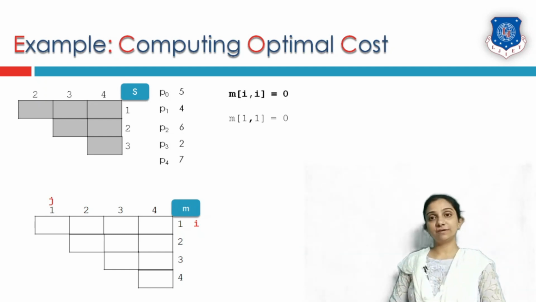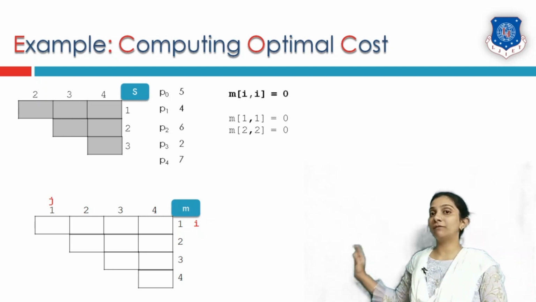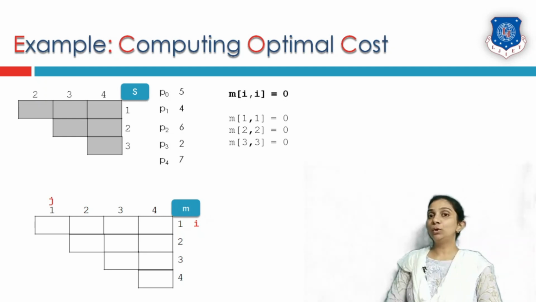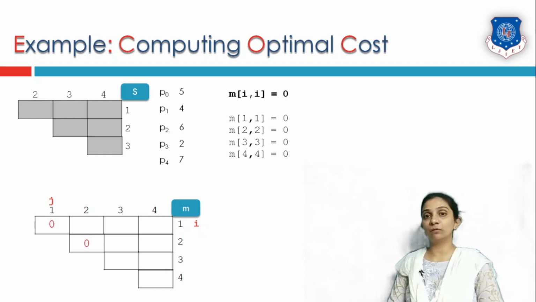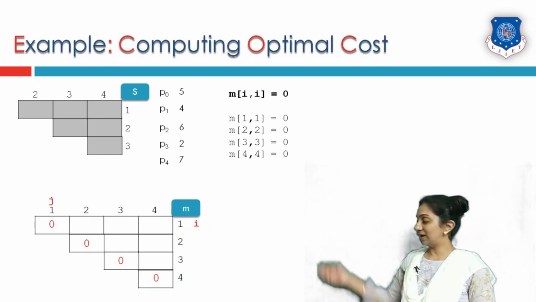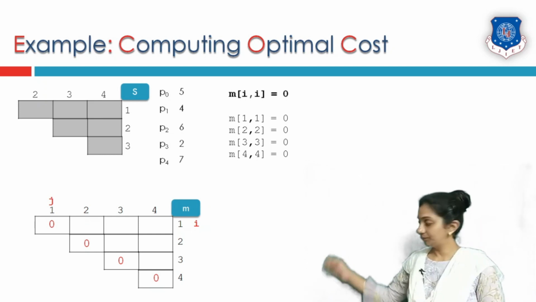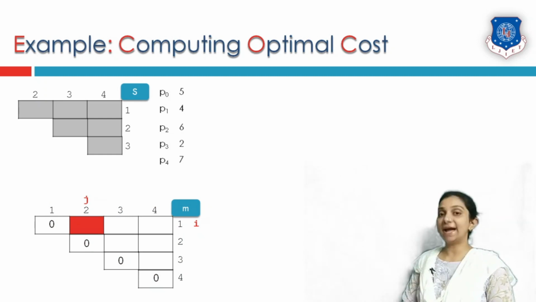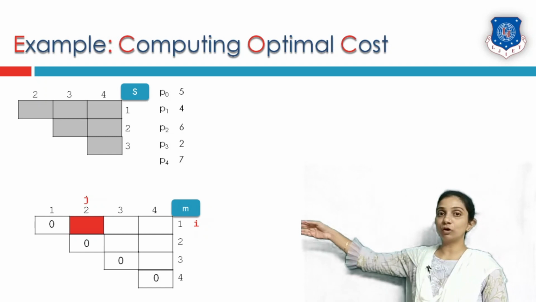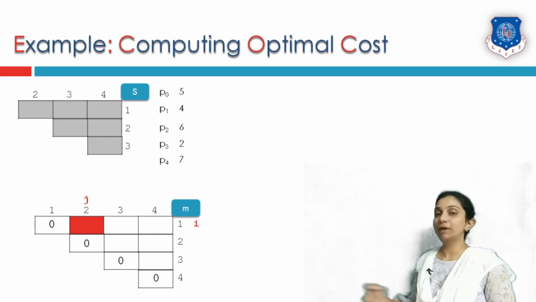I's value is 0. So we will do m1,1 equals 0. 2,2 is also 0. 3,3 as well as 4,4 is also 0. So the values of zeros will now be filled in here. Now we will fill up these cells diagonally. So we will start from the top right hand side corner and fill them up diagonally.